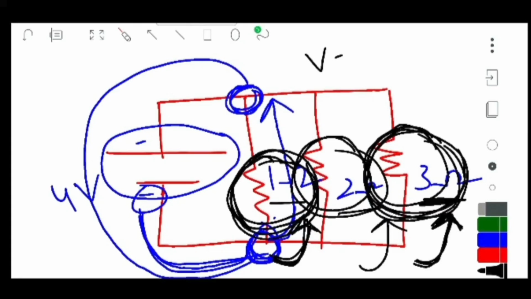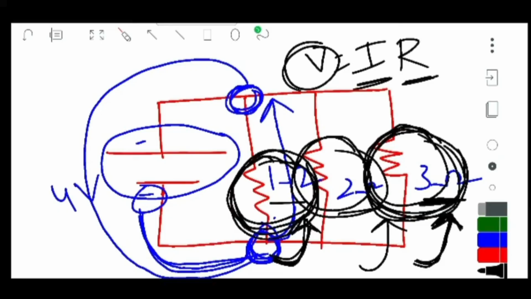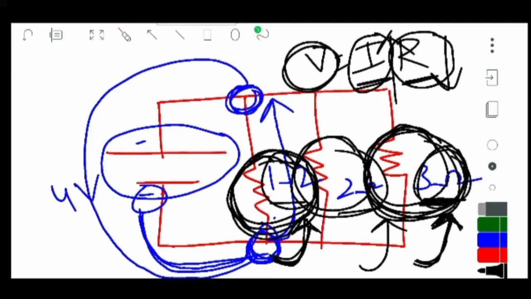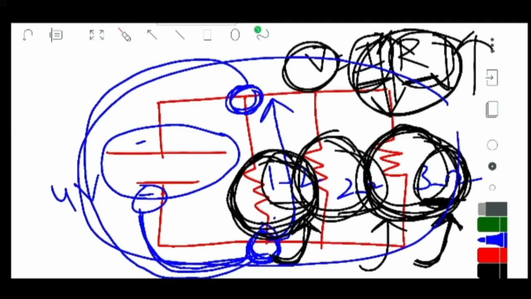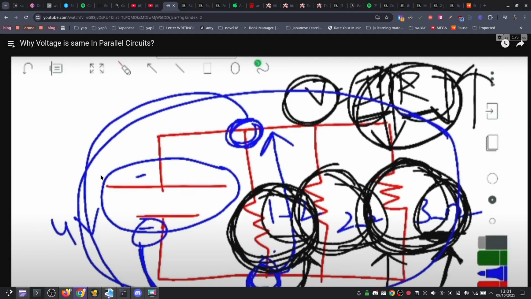That's why we got the formula V equals IR, right? V, what is V? It's I multiplied by R. So V, literally this potential difference or voltage, depends on both current and resistance. So right here we have less resistance but more current, less resistance but more current. Right here we have more resistance but less current. So they in turn balance each other, and the voltage at these three places becomes the same. I hope you guys got it.